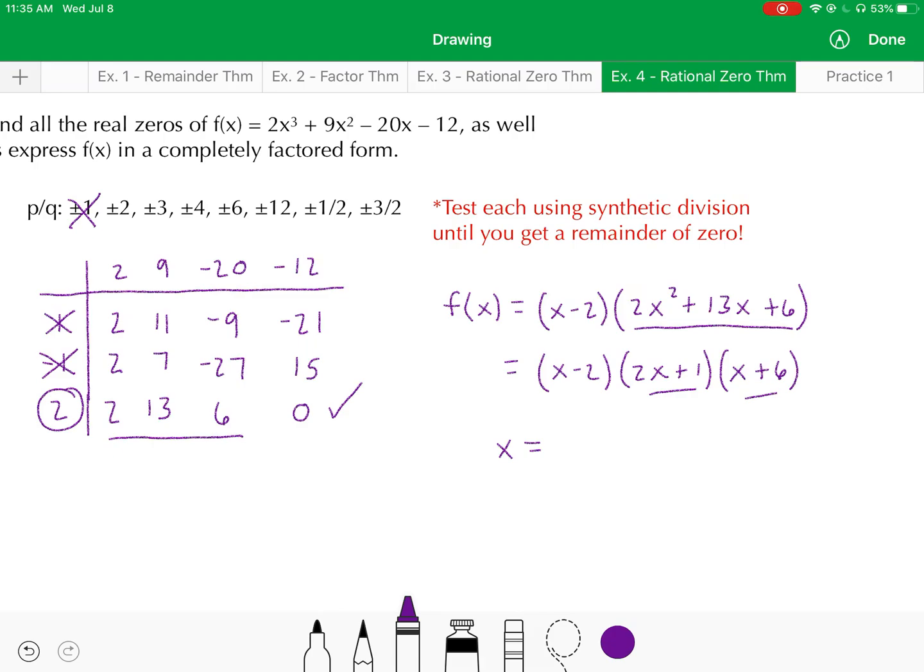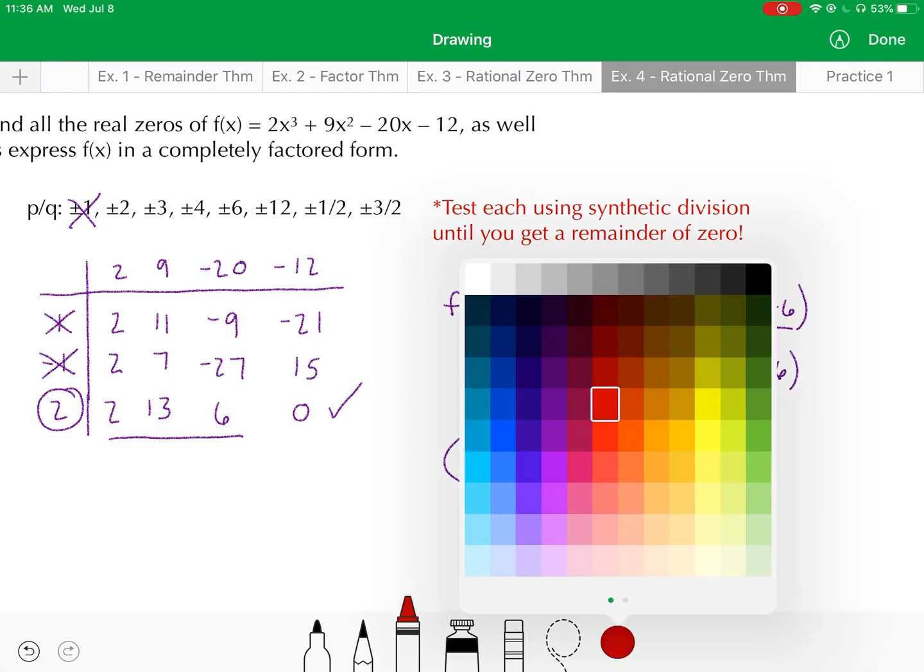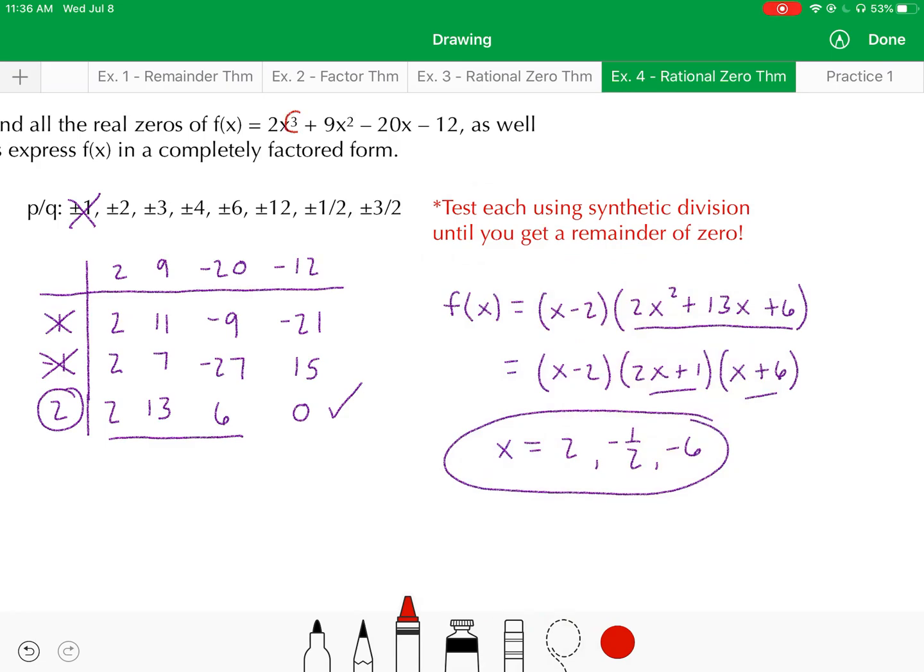I'm going to put the first 0 of 2 that I already found for x. Then I'm also going to put negative 1/2 and negative 6. So those are all the real zeros of the function, okay? A couple other things I want to draw your attention to. Notice that I have 3 zeros, and notice that matches the power or degree of the function, okay? 3 answers, 3 zeros to match the degree of the function, okay?